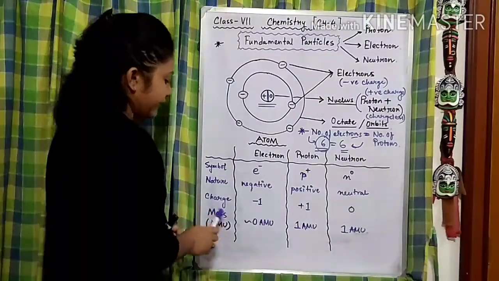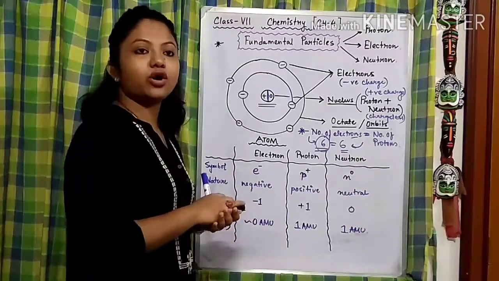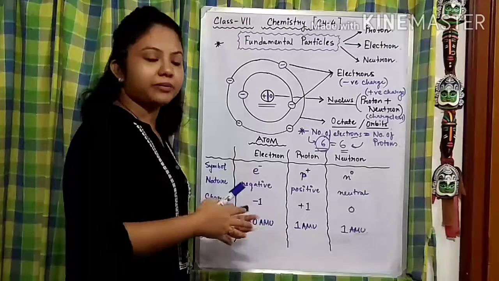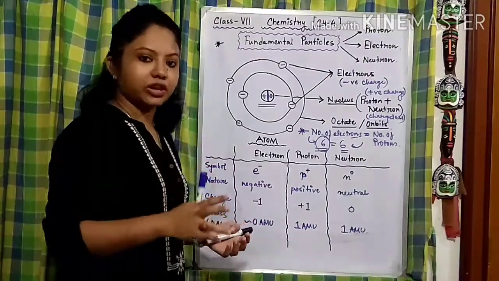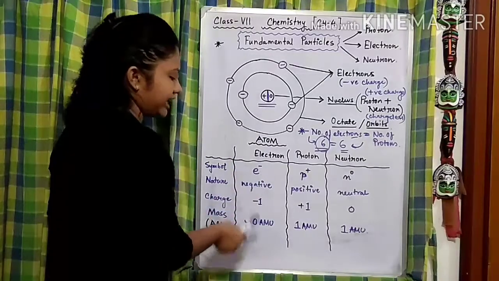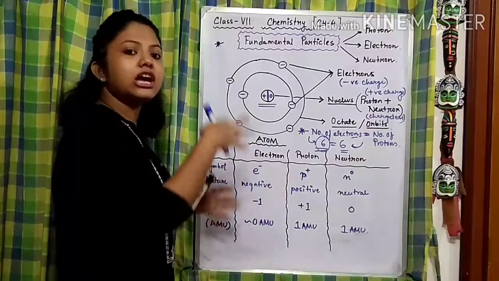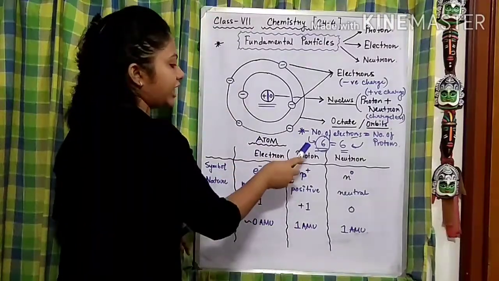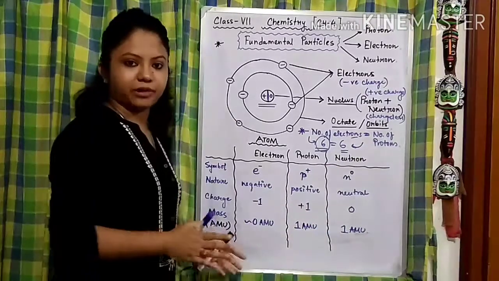Okay. Regarding the mass, it is measured by a unit called AMU, atomic mass unit. Okay. So electron is very negligible in mass, almost nearly 0 AMU, while proton is 1 AMU, neutron is 1 AMU by mass.